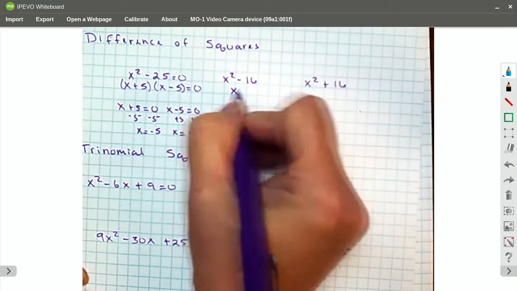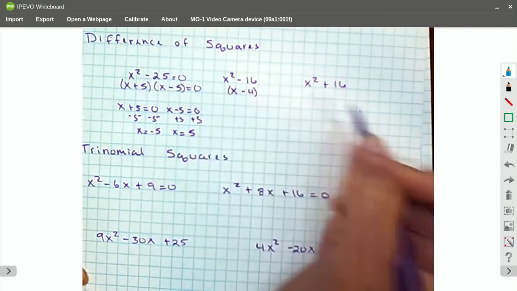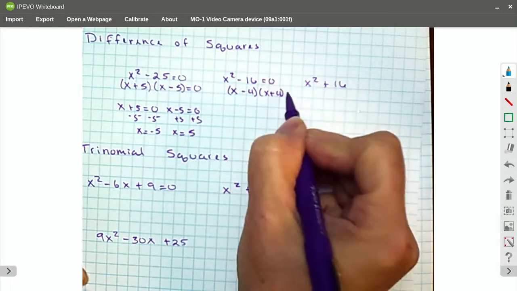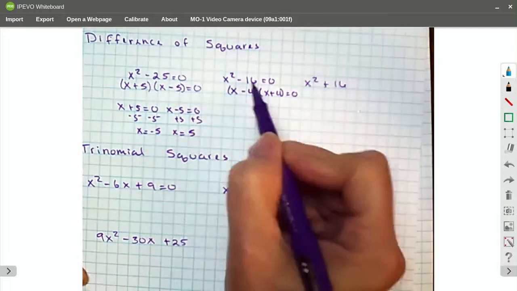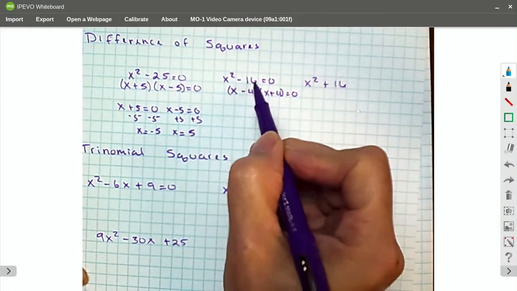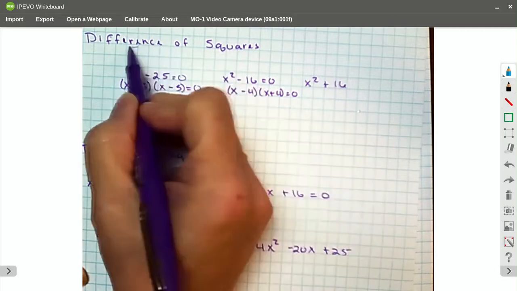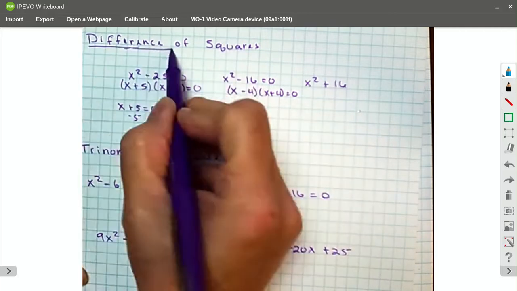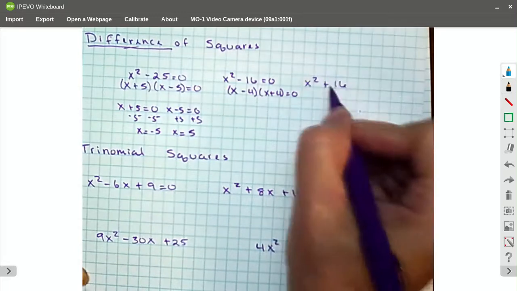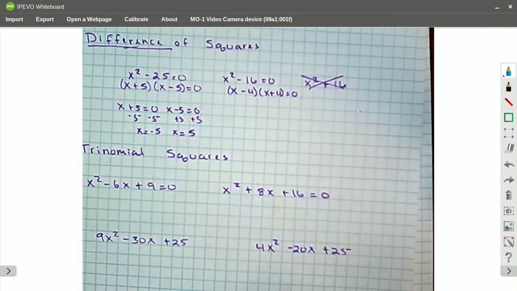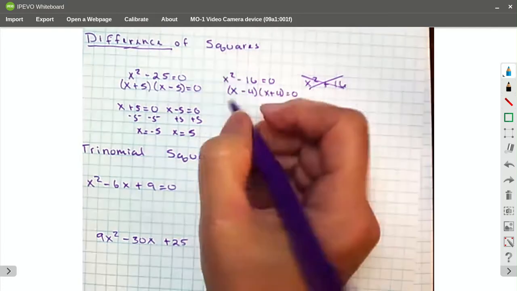This is x minus 4 and x plus 4 equals 0, because the square root of x squared is x and the square root of 16 is 4, and it is a minus. You've got to come up with this difference. This is not the difference of squares. Yes, I did have two perfect squares, but it's an addition. And again, we'll talk more about that when we talk about our square root method of solving the quadratic equations.